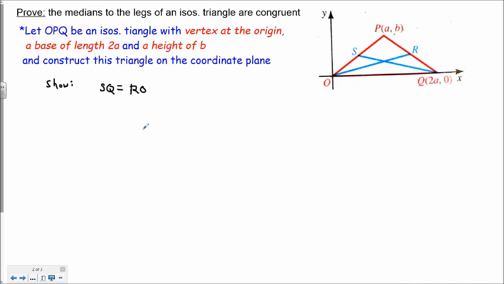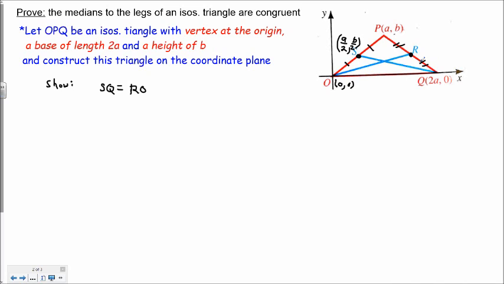But before I can figure out what the length of SQ is, I need to know what the coordinates of S are. Well, since it's a median, it occurs at the midpoint, which means that these two segments are congruent, and I can use the midpoint formula to get the coordinates for S. Now recall that the coordinates of the origin are 0, 0. So midway between 0 and A would be A over 2. That would be the x-coordinate, and midway between B and 0 would be B over 2. So that's my coordinates for S.